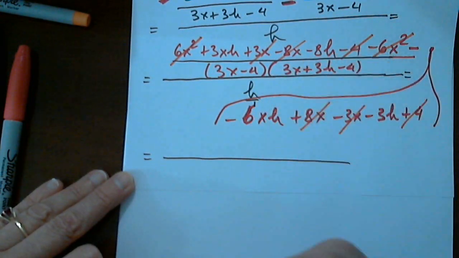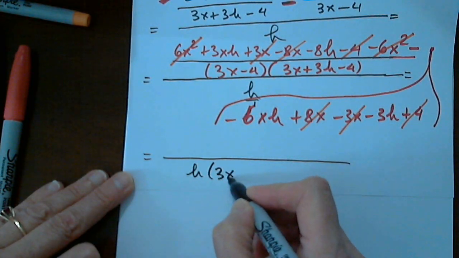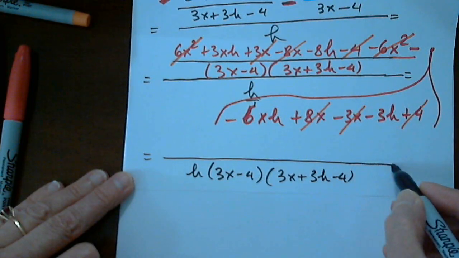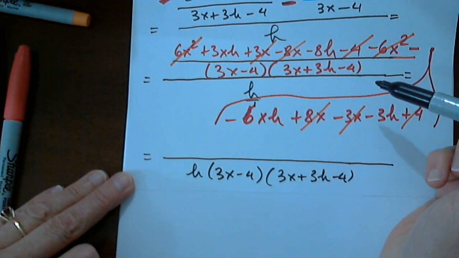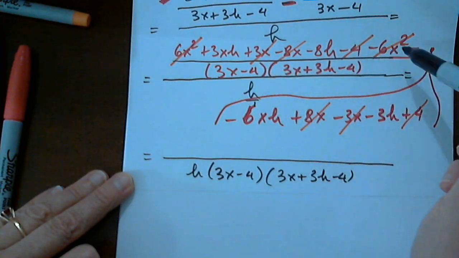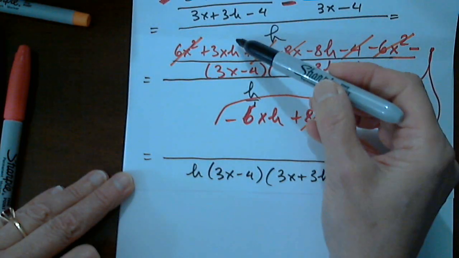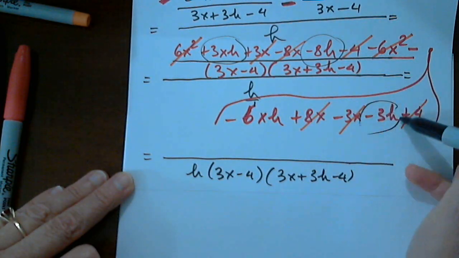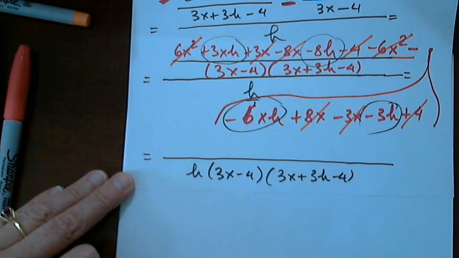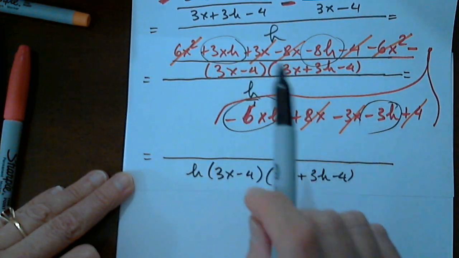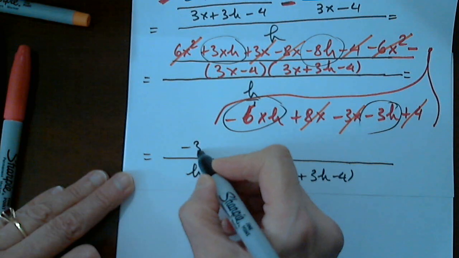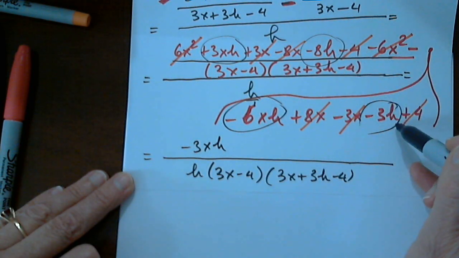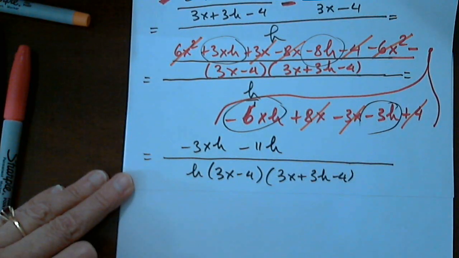Of course, you know that this is over 1 and I have to flip it. So h, 3x minus 4, 3x plus 3h minus 4. Okay. So all terms without h are gone. Yes. So I have left this, this, this, and this. So 3xh minus 6xh, negative 3xh. Negative 8h minus 3h, negative 11h.